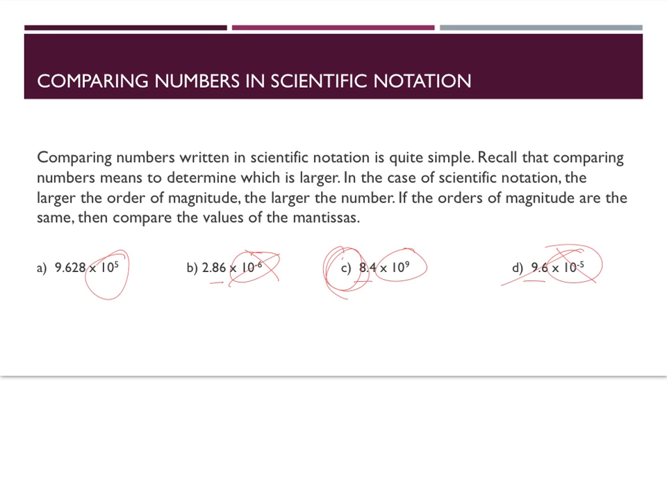Now, had I been looking for the smallest of the numbers, I would have been looking opposite. Instead of looking for positive orders of magnitude, if I had the option, I would be looking at the negative ones. Those are the small numbers, and the one with the most negative number would be the smallest.